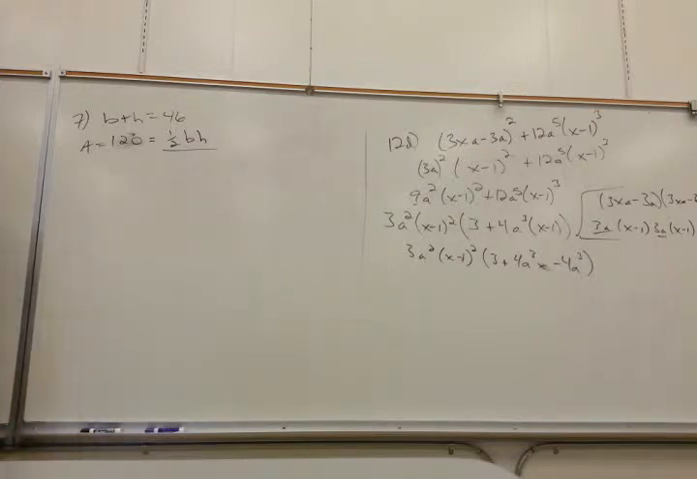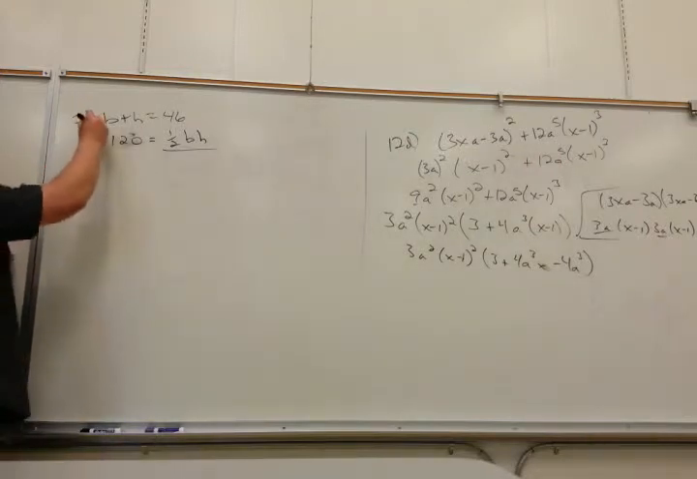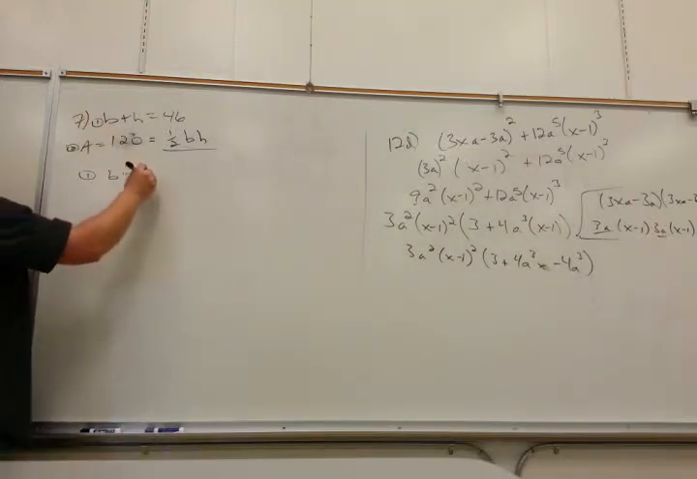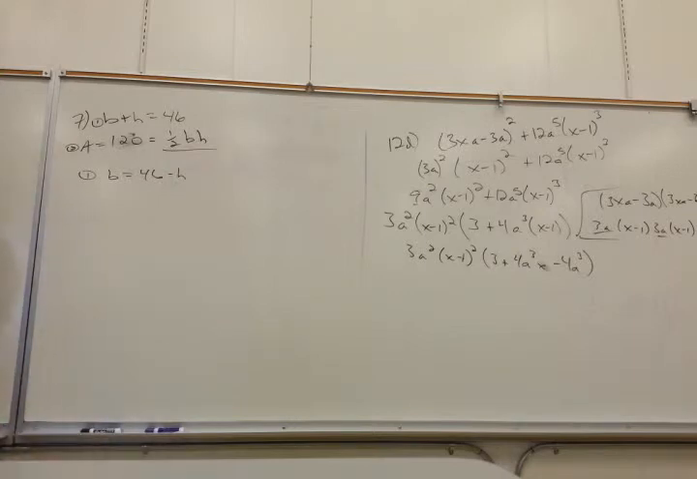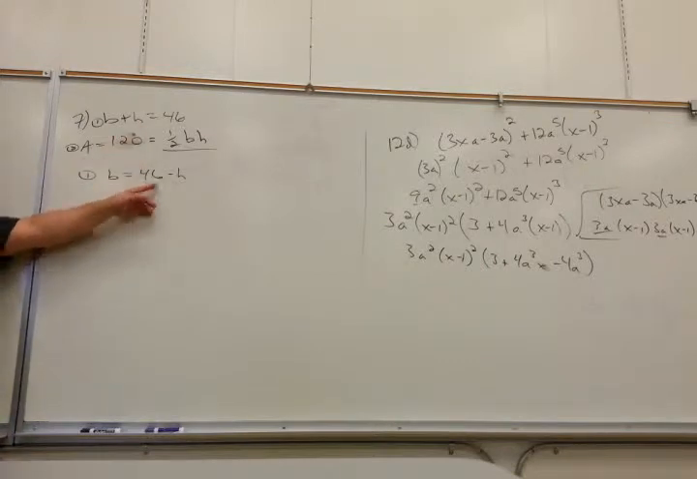I do know what B is. I know B is 46 minus H, which is a perfectly valid value. In the real world, it doesn't really mean much to me, but in math, it's fine. All right, what's B? Well, it's 46 minus H.